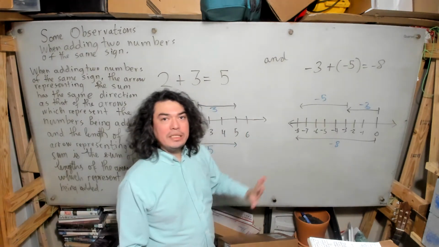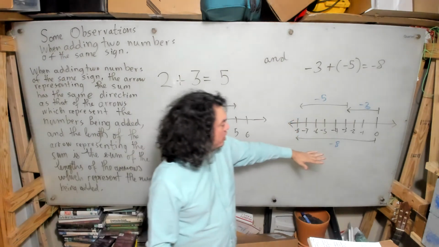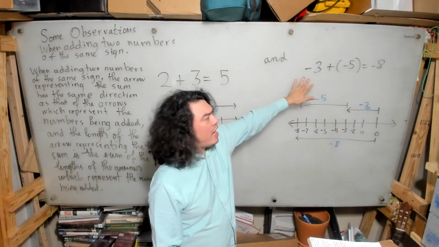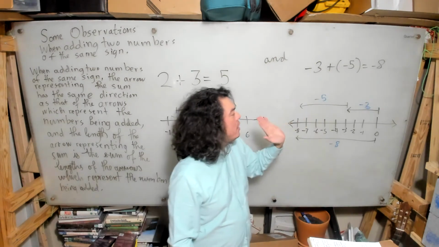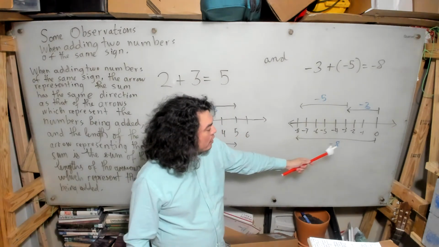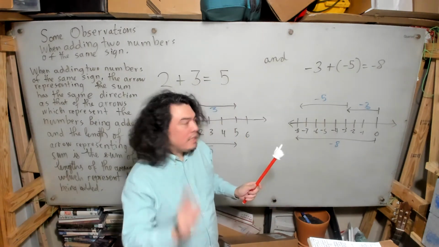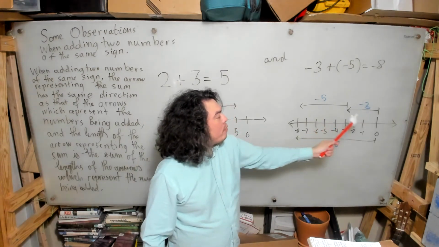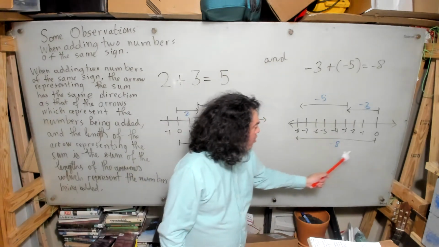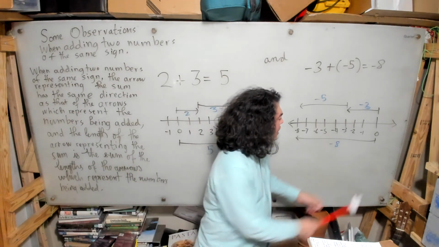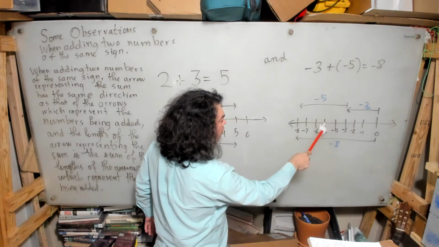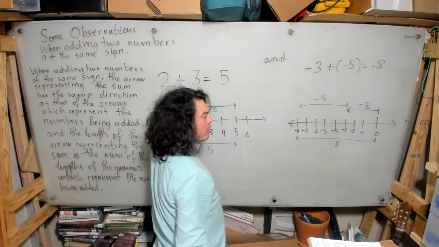Okay. Now, what about this situation? First, we can see that the direction is satisfied. This falls under this observation because we're adding two numbers of the same sign, right? They're both negative. So the direction of the arrow that represents the sum here is to the left, as is the direction of the arrows representing the two numbers being added. What about the length? The length of this arrow is 8. You can explicitly count it out if you want. 1, 2, 3, 4, 5, 6, 7, 8, right?